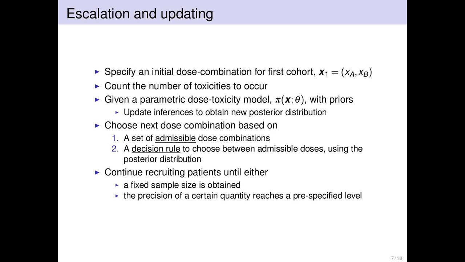And this is going to be based on, firstly, a set of admissible dose combinations, and secondly, a decision rule that will allow us to choose between these admissible doses. And this decision rule is generally based on the posterior distribution that we have. And so we continue recruiting patients in this fashion until either we reach a fixed sample size or the precision of a certain quantity that we're interested in is achieved.